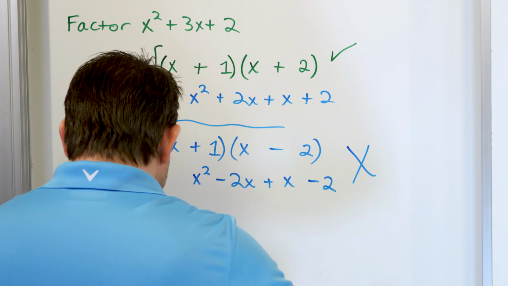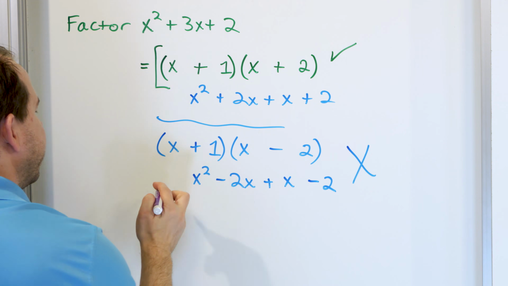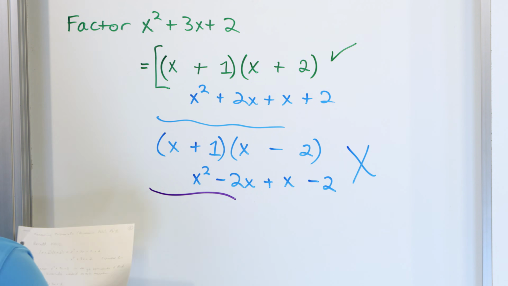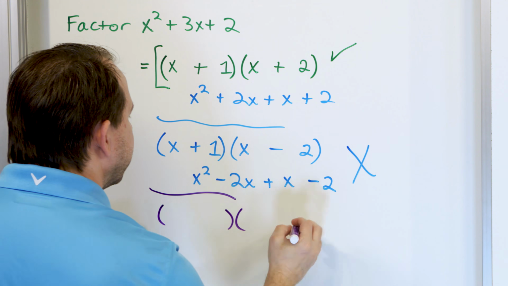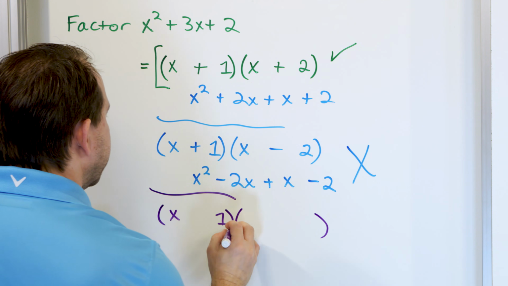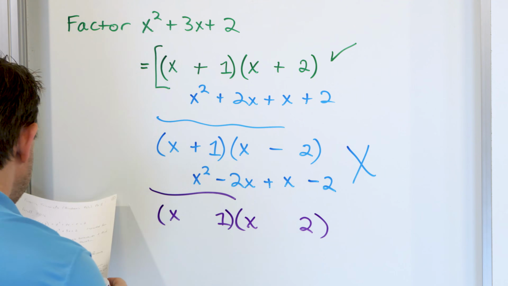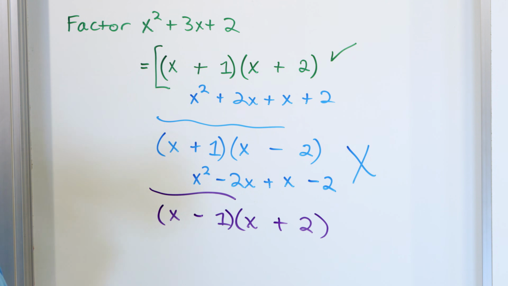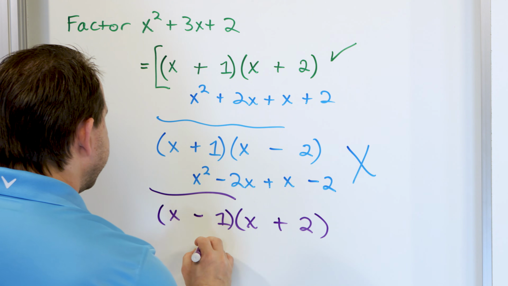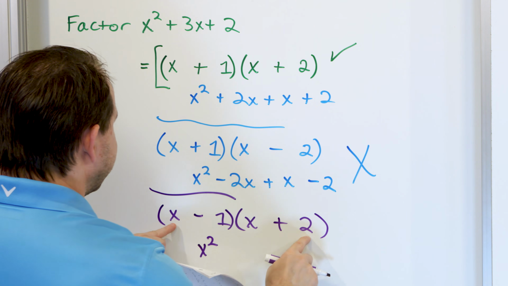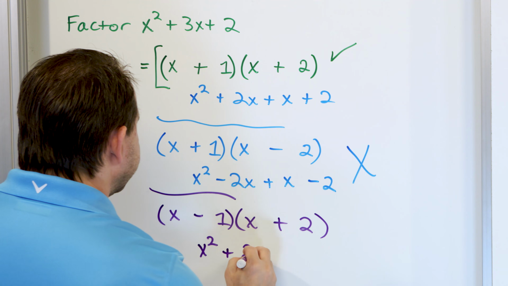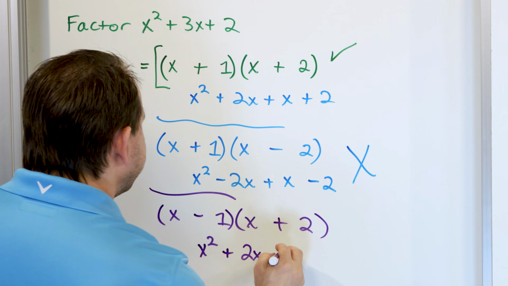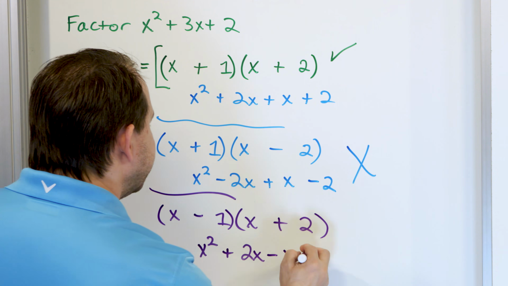Not correct. Let's keep going because I think it's worth here in the beginning doing a little bit of trial and error. What if I accidentally did x, 1, x, and 2, and I chose the other sign, minus and plus, right? What would I get if I did that? Well, the first terms would be x squared. The outer terms would be positive 2x. The inner terms would be negative 1x, and the last terms would be negative 2.